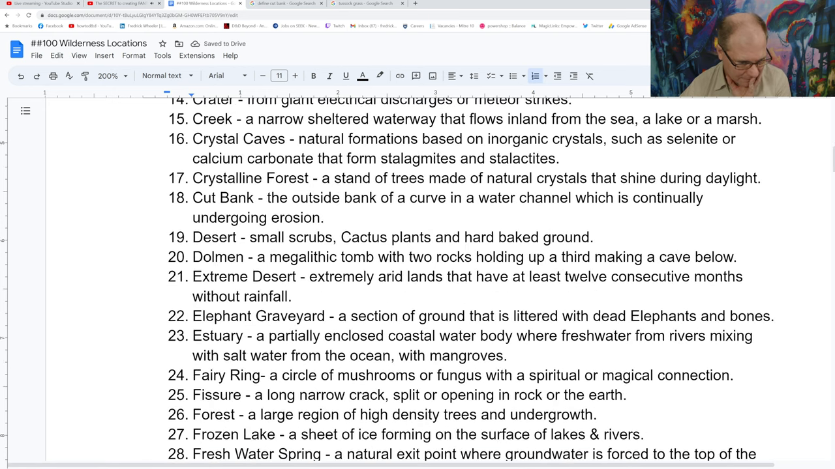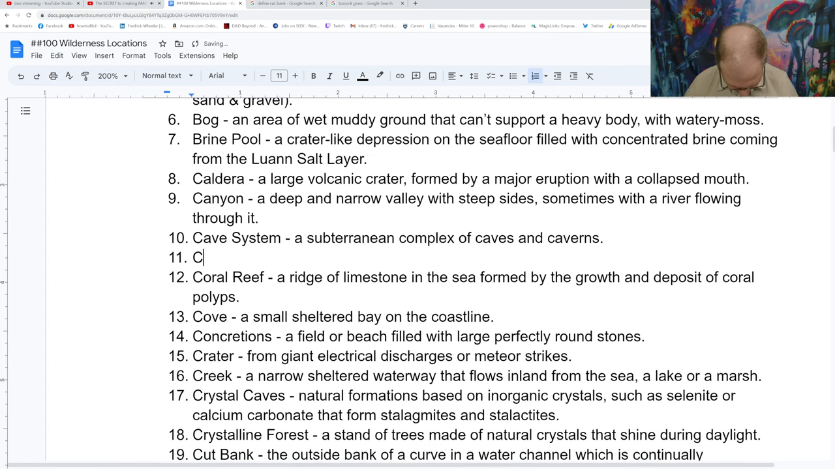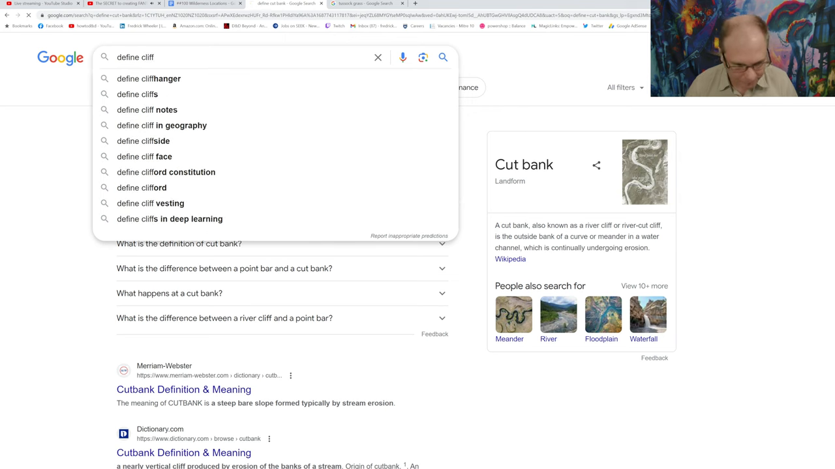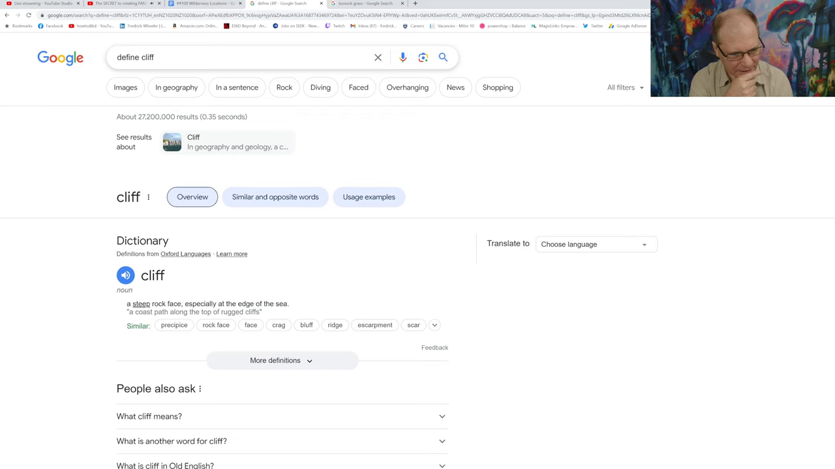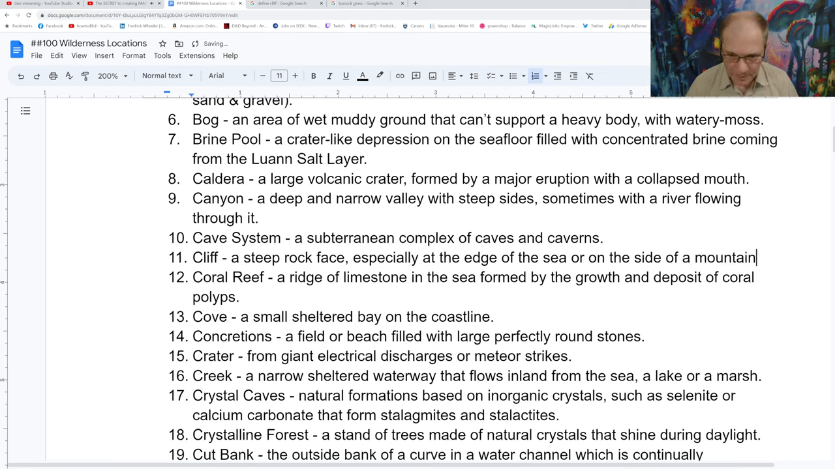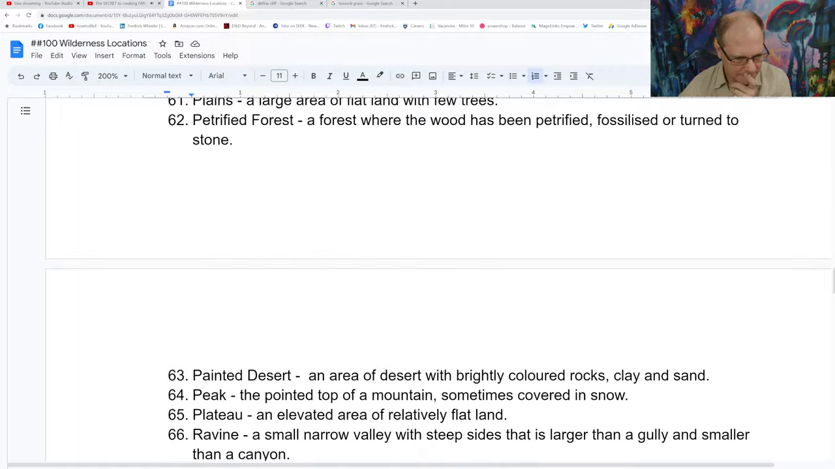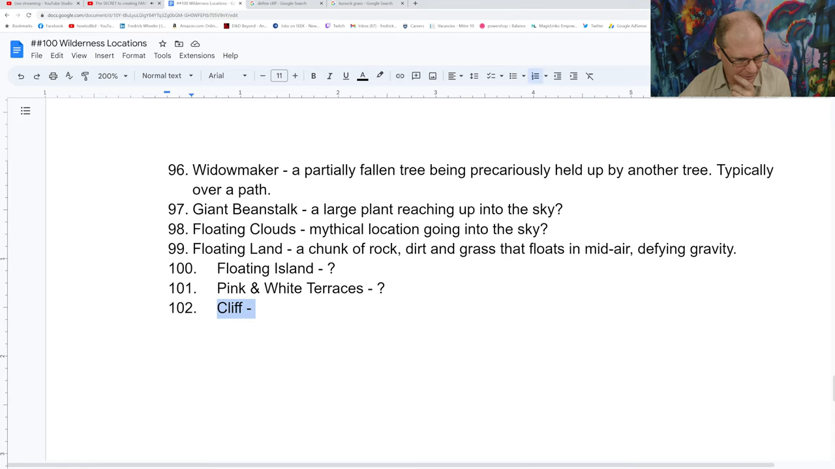We need to put in cliff. And I think cliff starts right about there, does it not? Cliff. Can't believe we managed to miss cliff of anything. We've been dealing with so much of this cliff. Define cliff. A steep rock face, especially at the edge of the sea, or on the side of a mountain. There we go. There's the cliff. Let's put the cliff in. And how are we doing for time? Okay, so I am running out of time, but we're almost there. Okay, so let's get rid of that. Don't need that anymore.